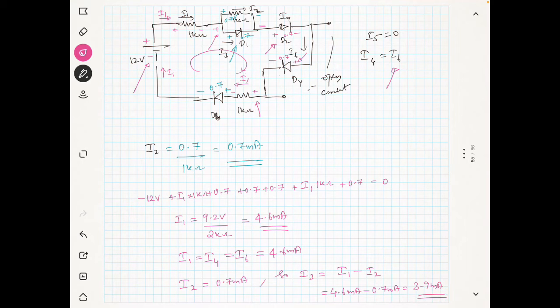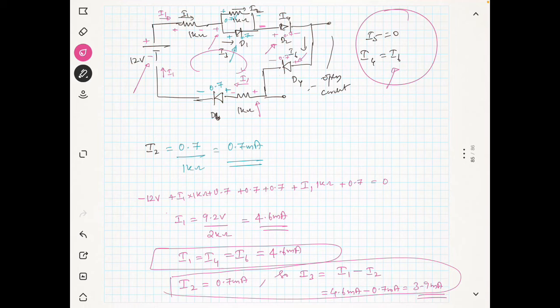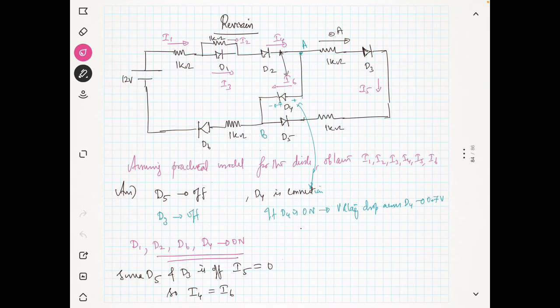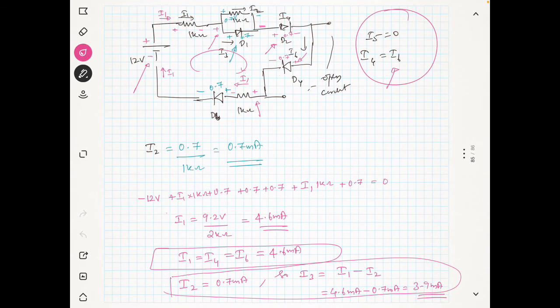So I think we got all the currents. We have I4 and I6, and we got I1, I4, I6, everything, and I2 and I3 also. We got all the currents. So this is how to solve the problem by using the practical model. We have used the practical model for solving the problem. I hope this is clear to you.